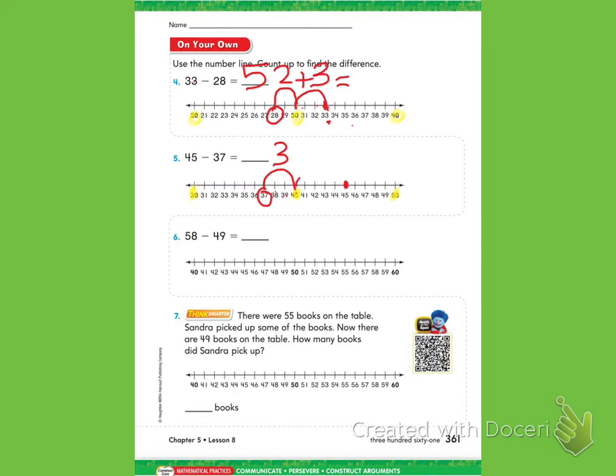And from 40 to 45, that one I should be able to do in my head. I know that is just 5. If I'm not sure, 1, 2, 3, 4, 5. Put a plus sign in the middle. What's 5 plus 3? 5, 6, 7, 8. Okay? All right, I want you to try number 6.